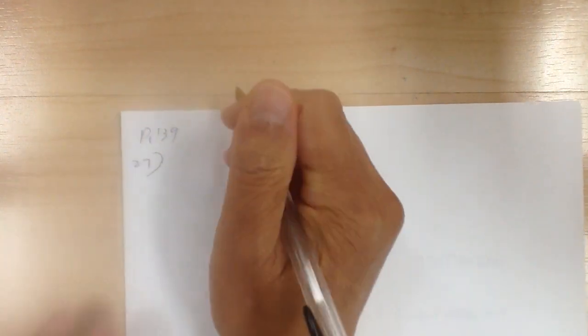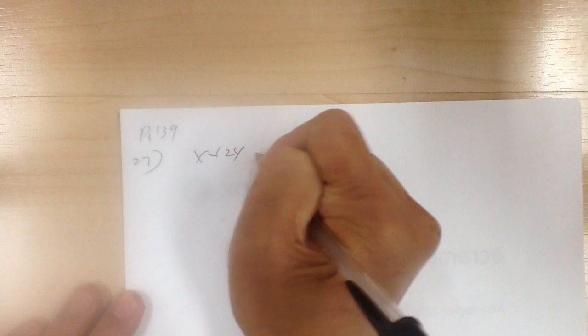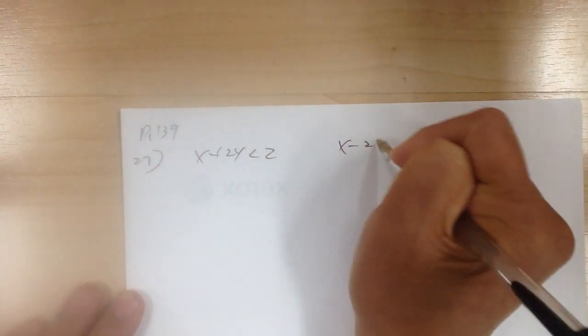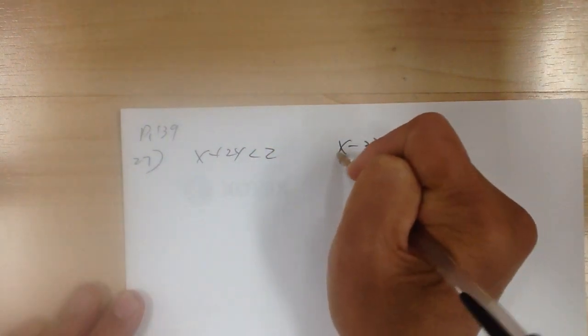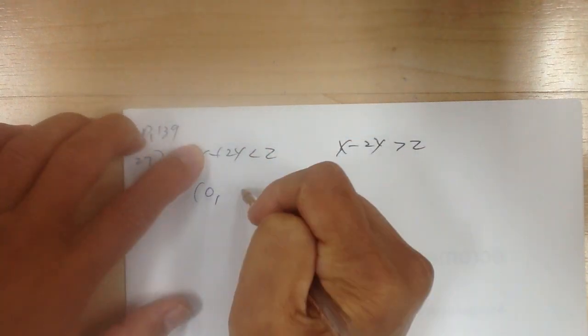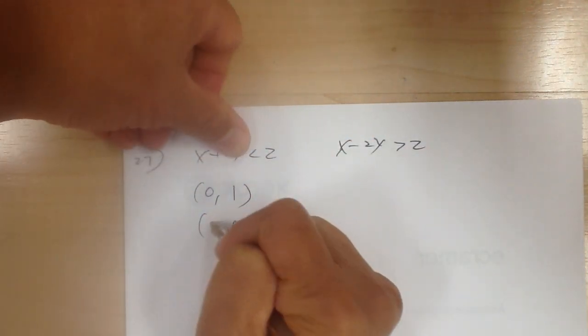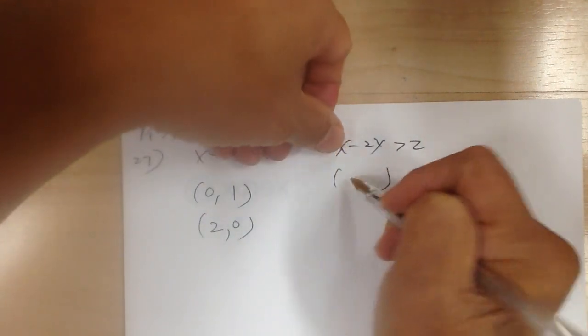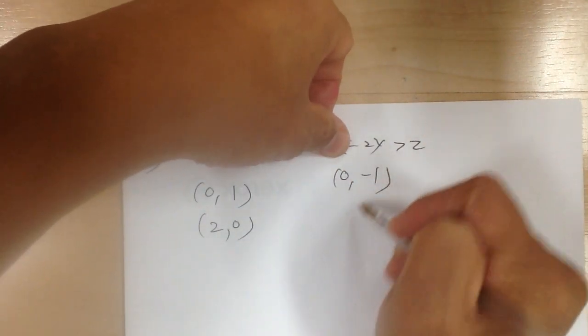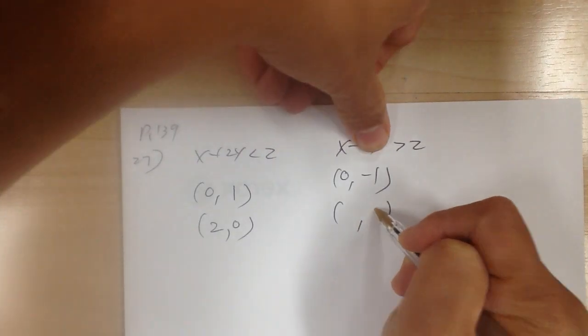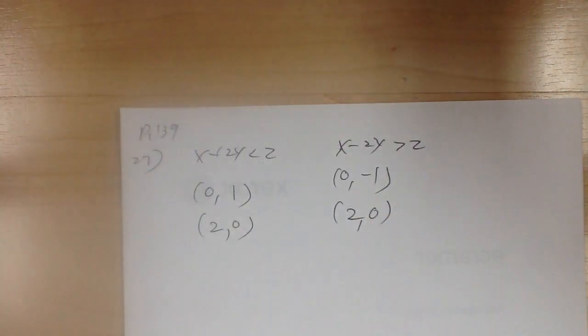Okay, number 27. You have x plus 2y is less than 2, and x minus 2y is greater than 2. Again, choose 0. For the first one, if you let x equal 0, you get 1 for y. If you let y equal 0, you get 2. For the second one, if you let x equal 0, you get negative 1 for y. Let y equal 0, you get 2.